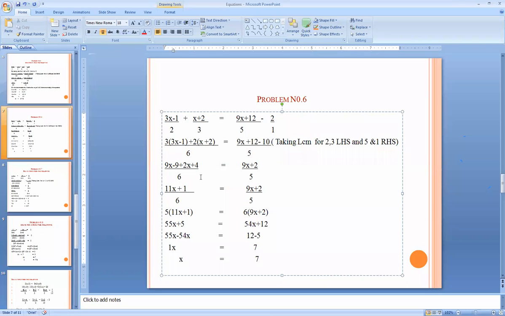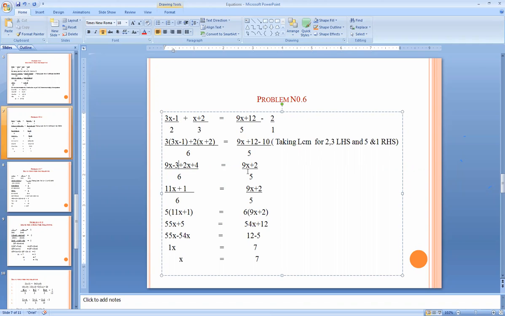Understood? Let us go to the third step to remove the brackets. That is 3 into 3x. 3 3s are 9x. Plus into minus is minus. 3 1s are 3. Again, plus 2 into x is 2x. Plus into plus is plus. 2 2s are 4. Divided by 6 equals.